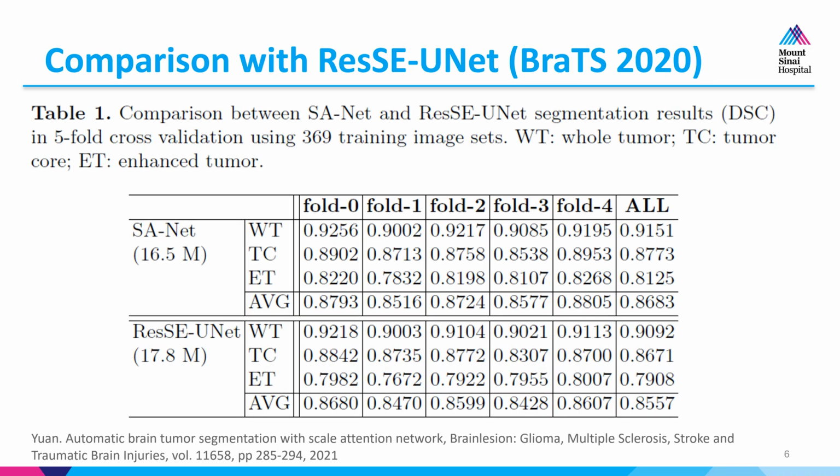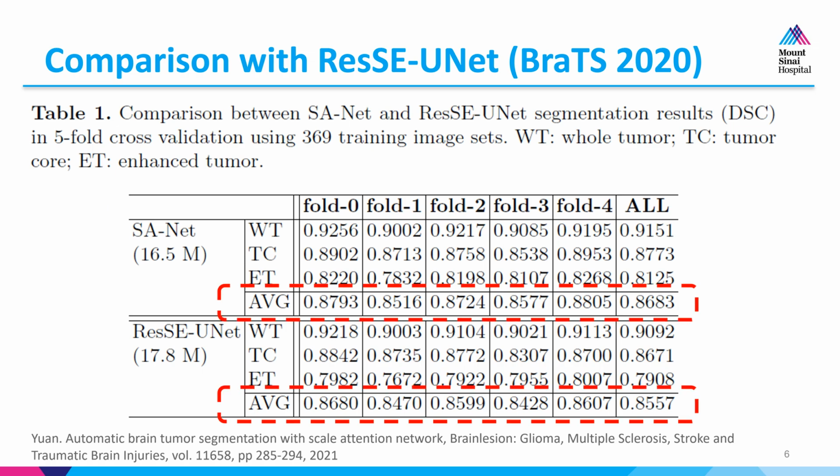We first compared SANet with the RSE unit in 5-fold cross-validation using the training data from last year. The only difference between these two models is that the RSE unit uses a scale-wise skip connection, while SANet uses a scale attention block for multiple scale information integration. As we can see, SANet consistently outperformed the RSE unit in different folds, with an average 1.5% improvement with 7% fewer parameters.